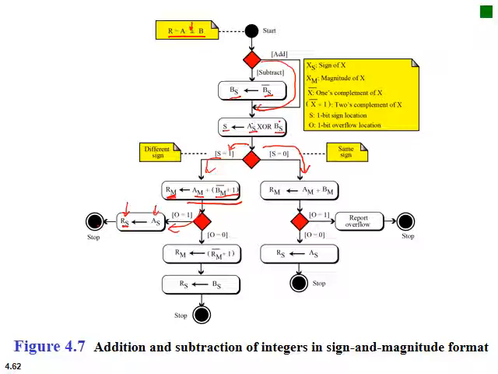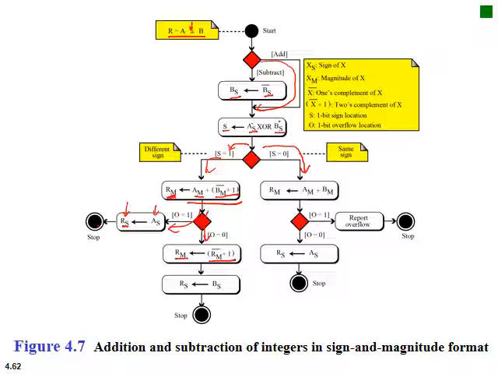If there was no carry, all right, we will have to follow this route, and then we basically say, well, the magnitude result is going to be the 2's complement of the actual result.